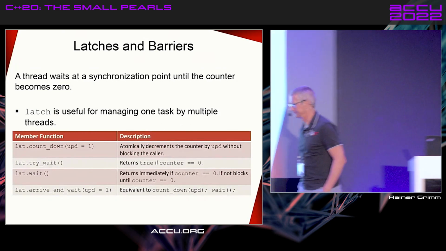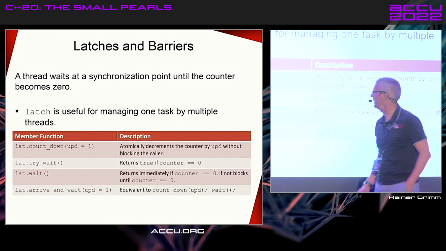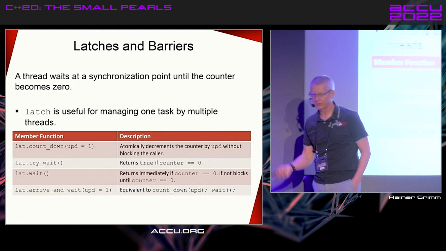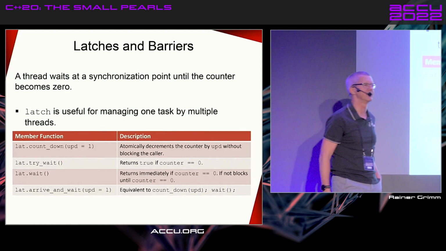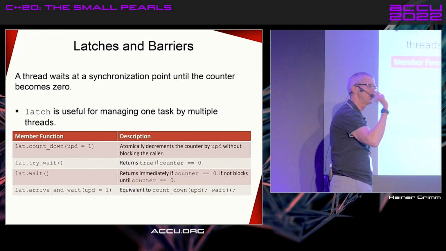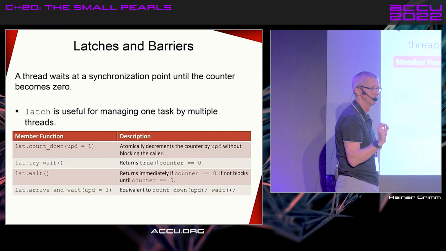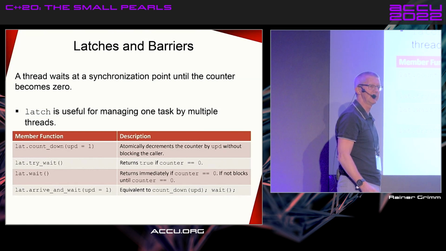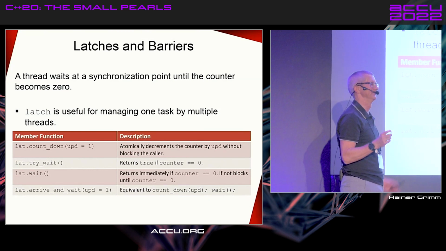Latches and barriers. Latches and barriers are a simple synchronization mechanism. It also is based on a counter, but here it goes the other way around. You know, the semaphore blocks when the semaphore is 0. Here it's actually the other way around. It blocks when it's not 0.